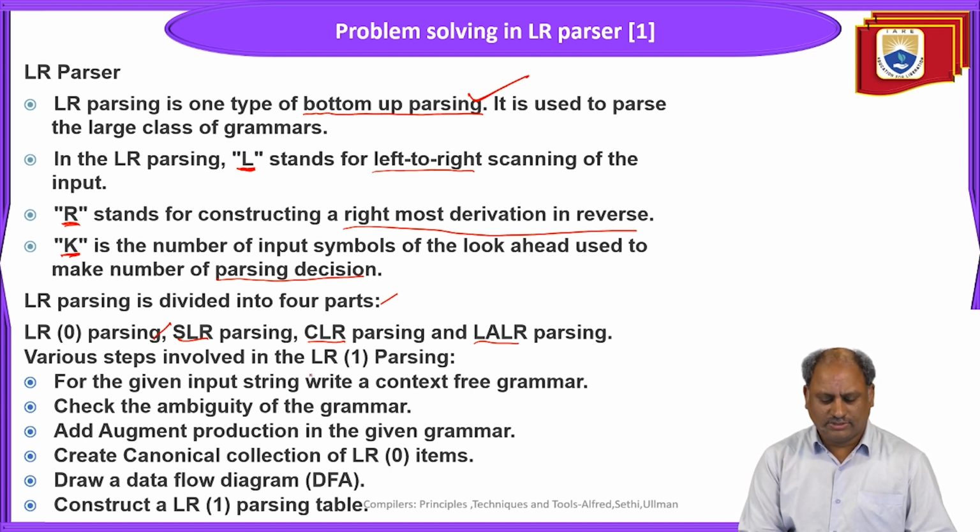What are the steps to be followed for LR parsing? First, we have to verify that the given grammar is a context-free grammar. The second step is to check for ambiguity in the given grammar. If it is ambiguous, we try to avoid the ambiguity. The important step is, after verifying, to add a production called the augmented production in the grammar.